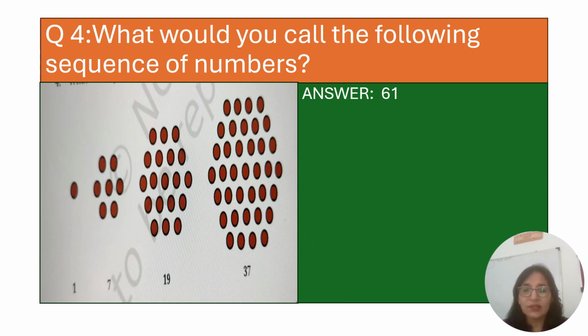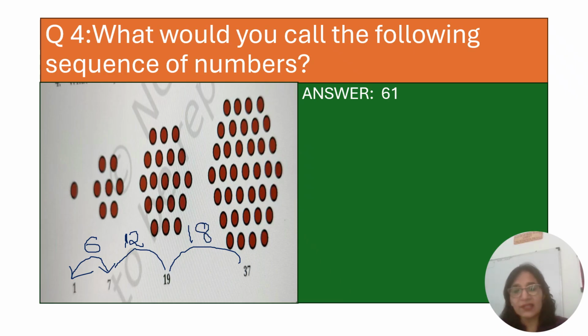What you have to do, students, you need to understand what is the difference between the first and the second number. If you see, the difference is 6. Again, 19 minus 7, the difference is 12. Then what is the difference for 37 minus 19? That is 18. Are you getting it?